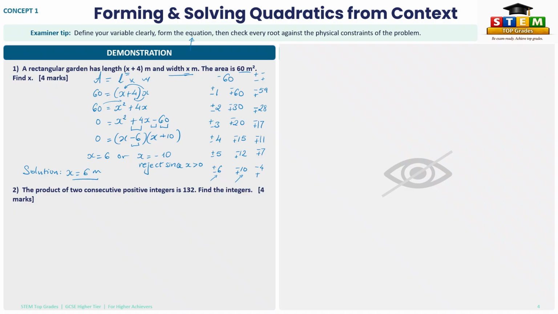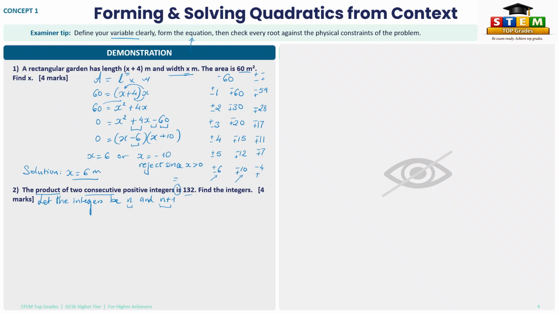Okay. Question number 2. In this case, we have not got the variable. Therefore, we're going to have to define the variable. We are therefore going to say, let the integers be n and n plus 1. We've been told that they are consecutive integers, okay? And what do we do with them? We're going to find the product. And the product means multiplying these two together. Is means equal, and then you've got 132 on the right hand side.